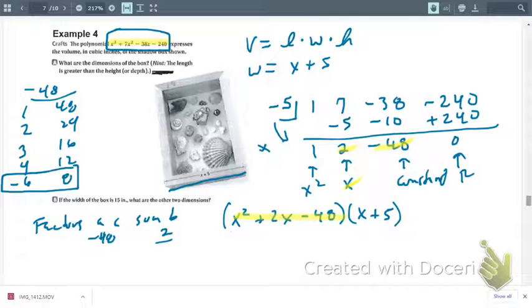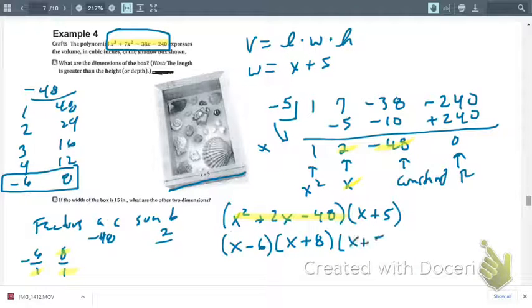Remember, what you do next is you take those numbers, negative 6, and you write it over whatever your a is. So it's 1. And then you write 8 over 1. The denominator 1 gets paired with an x. So you have x minus 6 times x plus 8, 1x plus 8, times x plus 5.